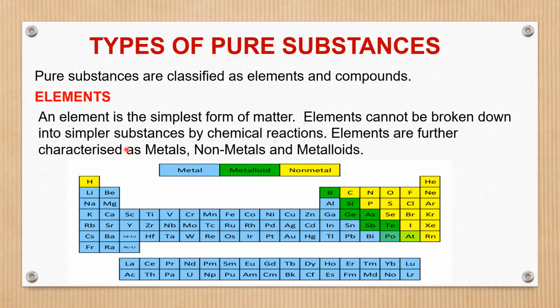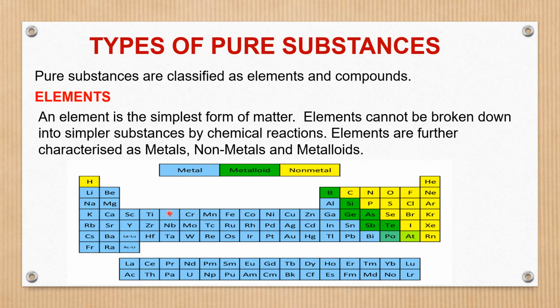Elements are further characterized as metals, non-metals, and metalloids. The number of elements known at present is more than 100, or we can clearly say it is 118 elements at present. And among those elements, some are metals, some are non-metals, and some are metalloids.